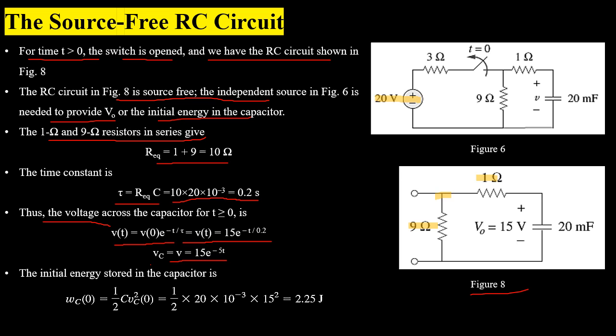Now the initial energy stored in the capacitor will be equal to half the capacitance of the capacitor multiplied by the square of the initial voltage stored in the capacitor, and will have a value of 2.25 joules.